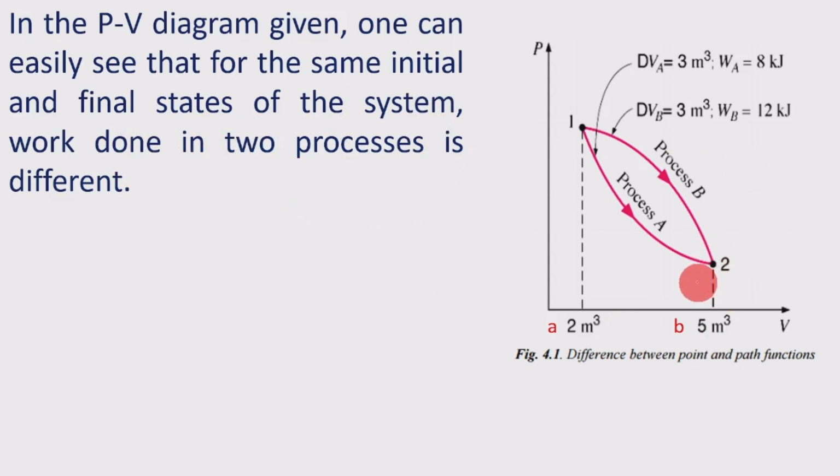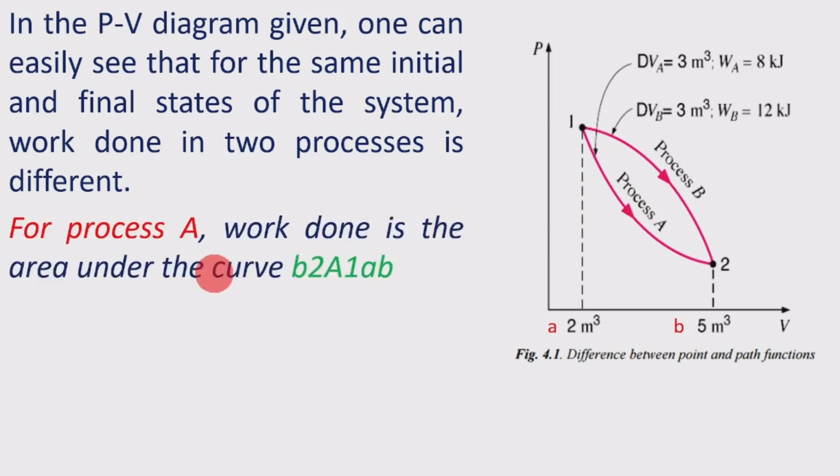This is the PV diagram. Here the initial and final states are two, and there are two paths of the process, process A and process B. And the work done during these processes we will discuss. For process A, the work done is the area under the curve, and that depends on this path A.